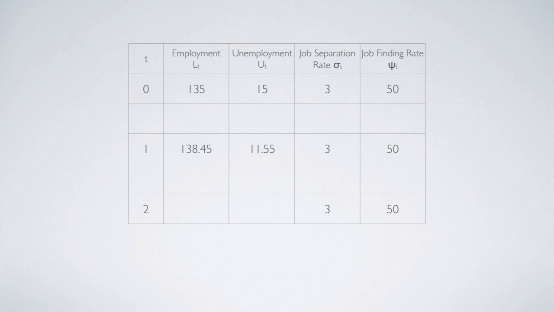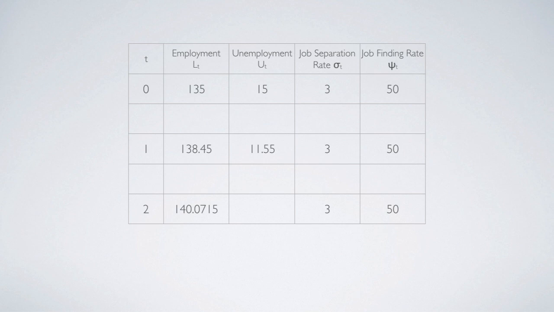Following the same reasoning, we can continue to calculate the employment population for day 2. There will be 1 minus 3% of those employed workers who stay put, plus 50% times 11.55 of those who change their status from unemployment to employment. This would give us the number 140 million workers staying in employment.